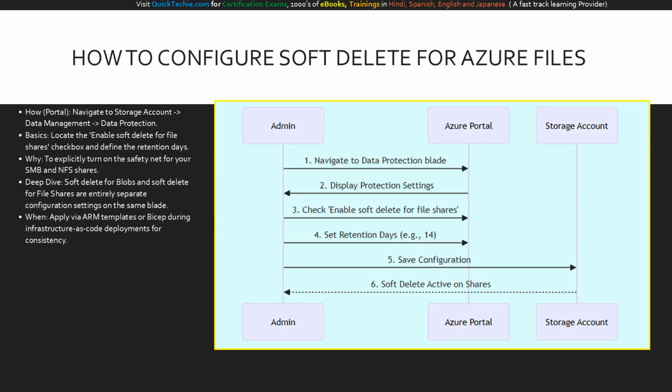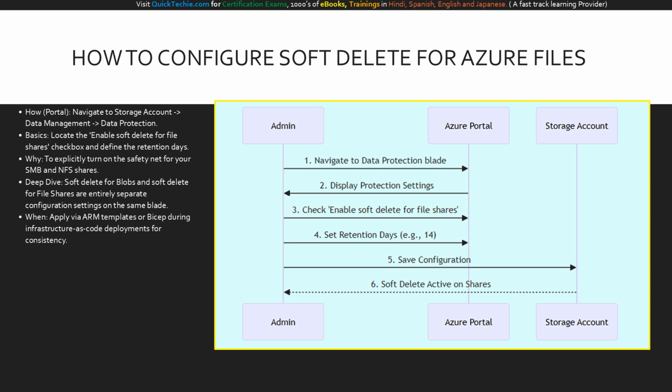How do we actually configure soft delete for Azure files? The process in the Azure portal is straightforward. You navigate to your storage account, scroll down to the Data Management section, and select the Data Protection blade. From there, the basics require you to locate the File Shares section, check the box to enable it, and input your desired retention period in days.